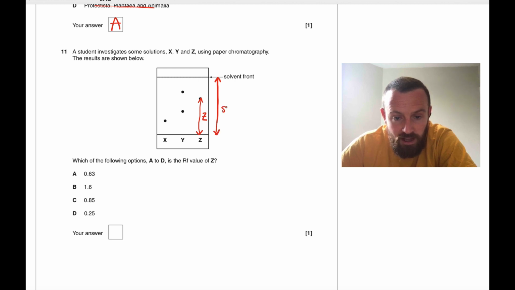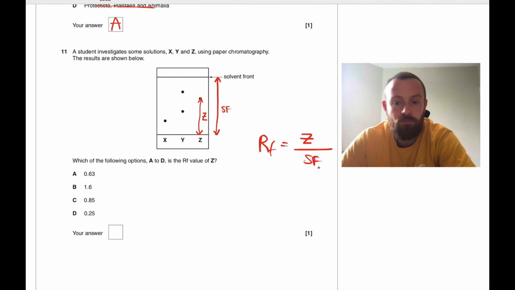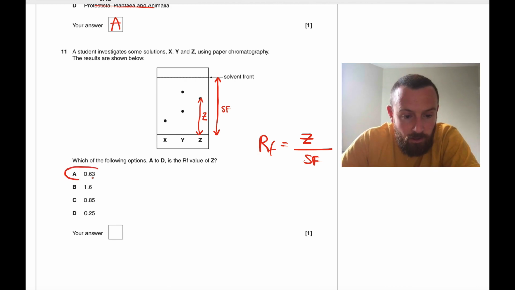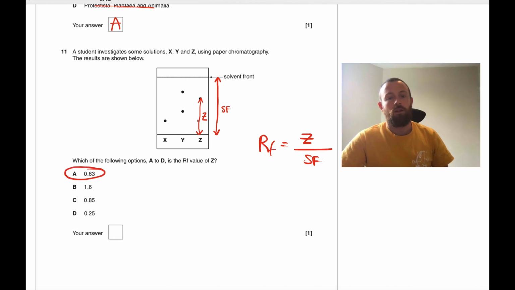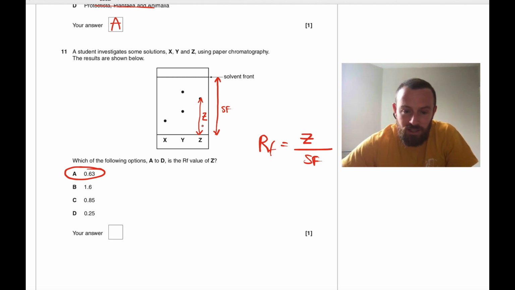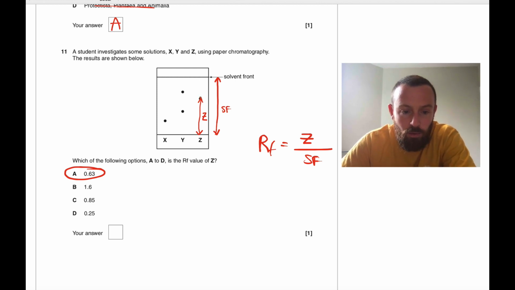Let's call that distance SF for solvent front. And the RF value is going to equal Z over SF. Okay, so that is going to come out as 0.63. You can see that looks approximately right, because if that whole distance is 1, it's over halfway, but it's probably not 3/4 of the way. So yeah, it's going to be 0.63.